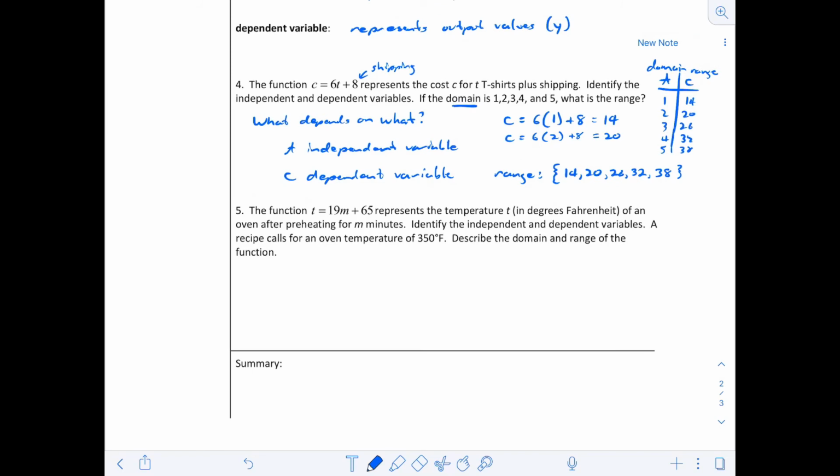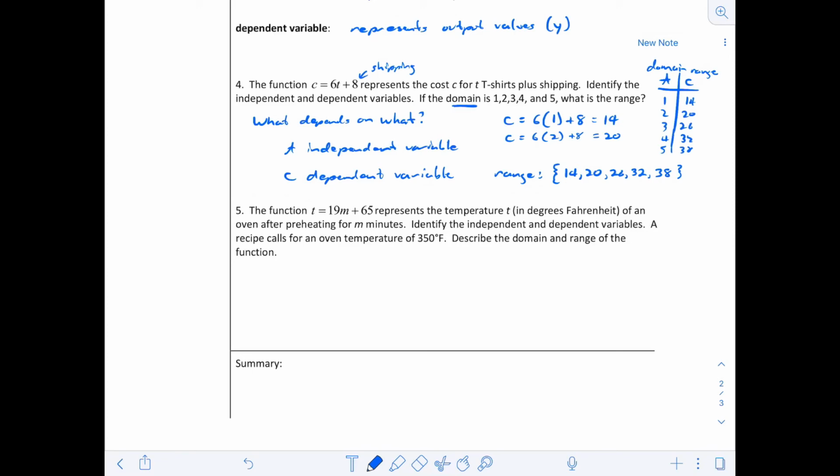All right, last example here, number 5, says the function T equals 19m plus 65, which represents the temperature T in degrees Fahrenheit of an oven after preheating for m minutes. Identify the independent and dependent variables. And then it says a recipe calls for an oven temperature of 350 degrees. Describe the domain and range of the function. Okay, so let's kind of again break this function down a little bit and then answer those questions. So we've got this function, again, T is the temperature, M is the number of minutes that the oven has been preheating.